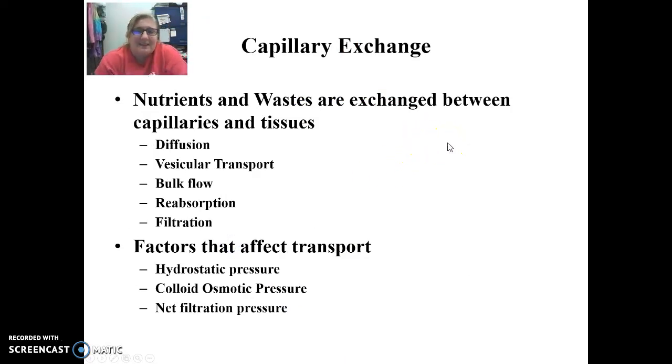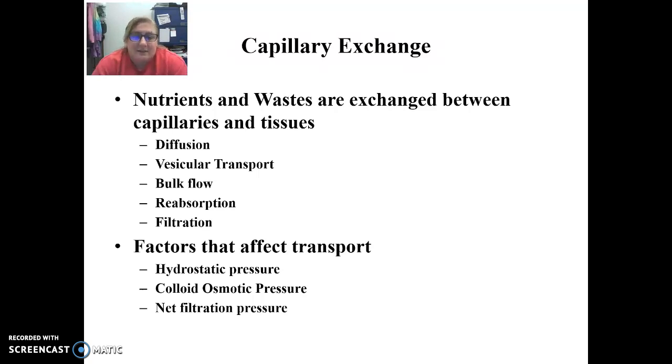There are a lot of ways that we can exchange nutrients, and you've learned all of these back when we talked about movement of materials across the plasma membrane in Chapter 4, and probably if you took a general biology class here, or if you took general biology in high school, you learned about these. Diffusion is the movement of molecules from higher to lower concentration down a gradient.